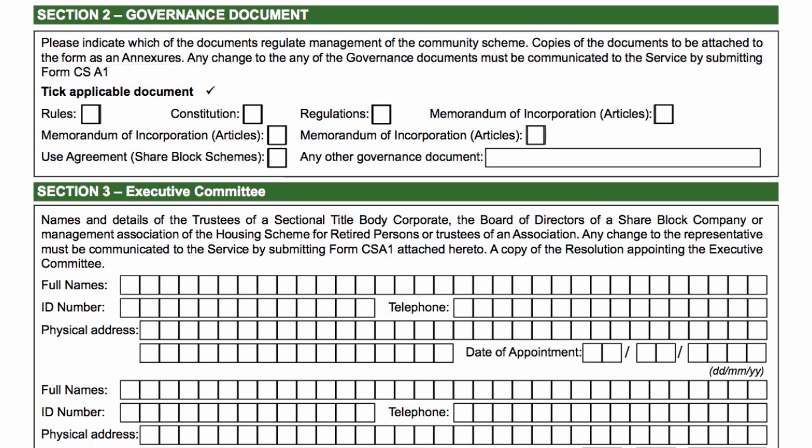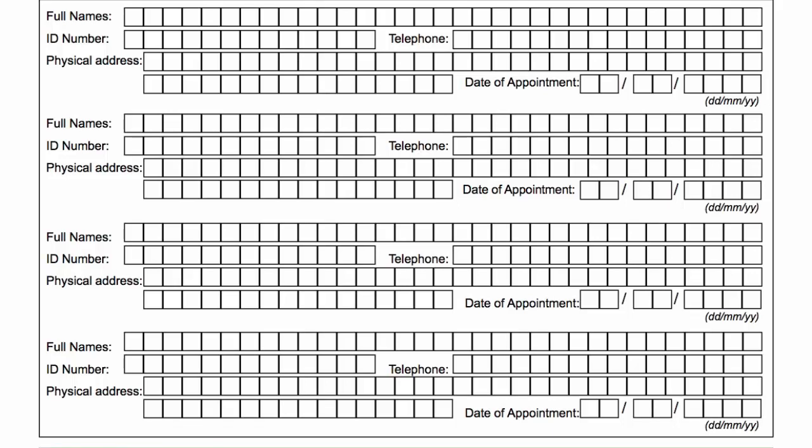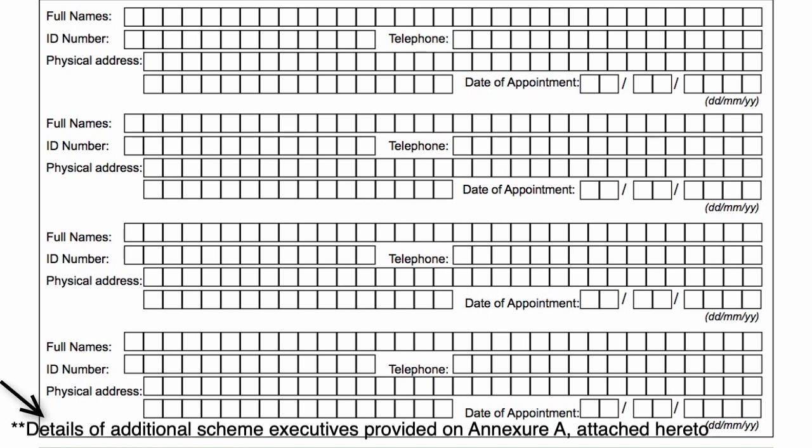The final part to be filled in on page 1 of this form is the details of the scheme's executive committee. So, the trustees of the body corporate, directors of the share block company or non-profit company, HOA, etc. Every scheme executive's full names, ID number, telephone number and address is to be provided. In addition, the date of appointment of the scheme executive, normally the date of the previous AGM, is also to be provided. Space is provided to fill in the details of as many as 6 scheme executives on page 1 and 2 of the form. If your scheme has more than 6 executives, just make a note of this in the middle of page 2 and provide the details of the additional scheme executives on a separate page attached to the form.